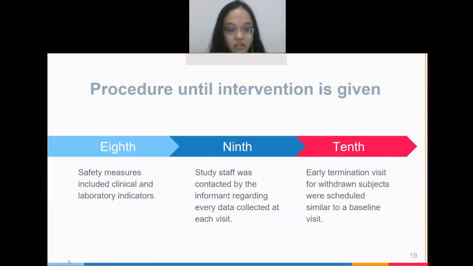The safety measures include clinical and laboratory indicators, furthermore including a standard reporting of any adverse events or endorsement of items from a symptoms checklist that directly inquired about known side effects of the agents. The study staff contacted the informant regarding every data collected at each visit, and for the withdrawn subjects, the early termination was scheduled similar to a baseline visit. Next.